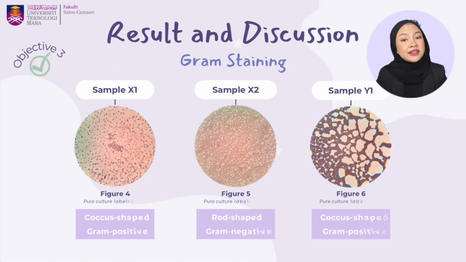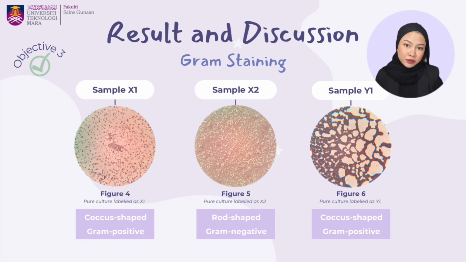Gram staining, catalase tests, and indole tests were carried out on the pure cultures in order to achieve the third objective. Figure 4 to 6 show the result of gram staining. Sample X1 and Y1 appeared as dark purple, cocci-shaped cells, indicating a gram-positive bacteria. Based on study by Caesar et al. 2022, gram-positive cocci bacteria can be classified into Staphylococcus species and Streptococcus species. Sample X2 displayed bright red rod-shaped cells, classifying it as a gram-negative bacteria.